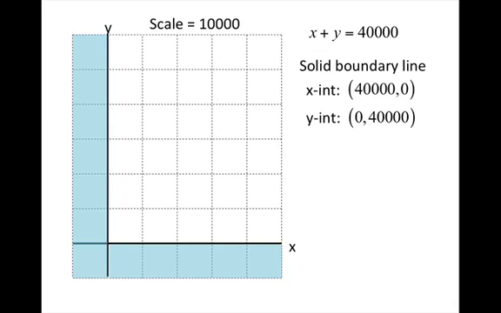So to graph the ordered pair 40,000, 0, it's going to look like the ordered pair 4, 0, because each line represents 10,000. To graph the ordered pair 0, 40,000, that's going to look like the ordered pair 0, 4. Then draw a solid boundary line through these 2 points.